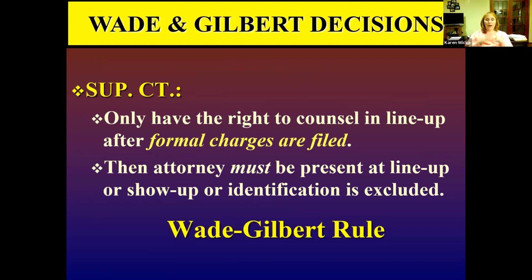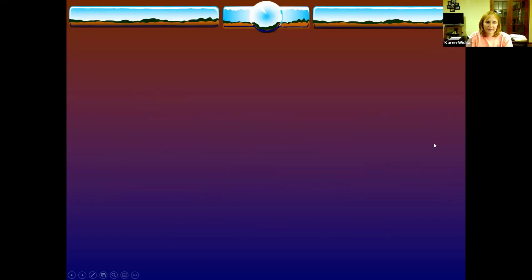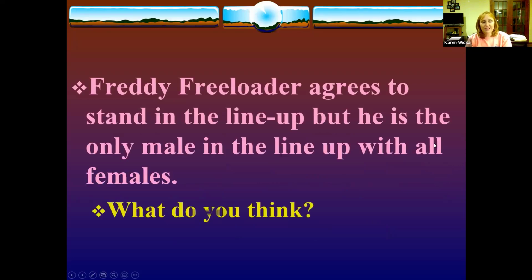So we have to figure out where in the criminal justice process this identification procedure is occurring. If it's after formal charges, make sure that the defense attorney is there during the process. Now, Freddie Freeloader agrees to stand in the lineup, but he is the only male in the lineup with all females. What do we think about that? Well, hopefully you think it wouldn't be very fair. So when we talk about fair, we talked about due process, fair process. Do we think that this is a fair process?